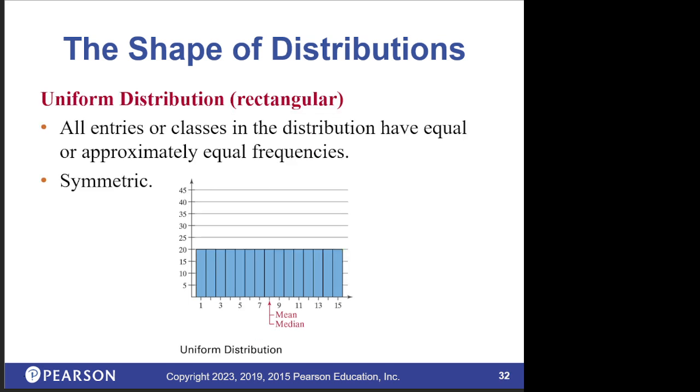A uniform distribution has approximately the same number of frequencies. So there will be no mode because all the entries are about the same, but it will be symmetric. So the mean and the median will be in the middle. So this is a uniform distribution.